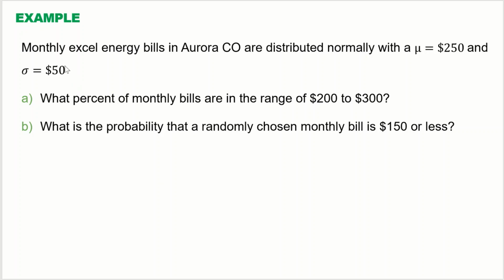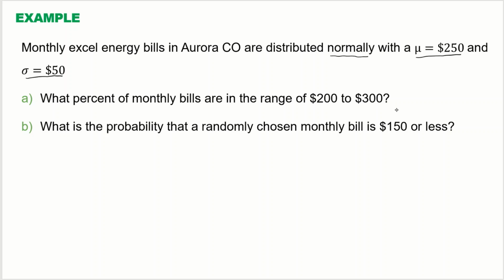Here is the example. Monthly Excel energy bills in Aurora, Colorado are distributed normally. So you can see this is the case of normal distribution with a mean of $250 and standard deviation $50. Now the question is, what percent of monthly bills are in the range of $200 to $300?